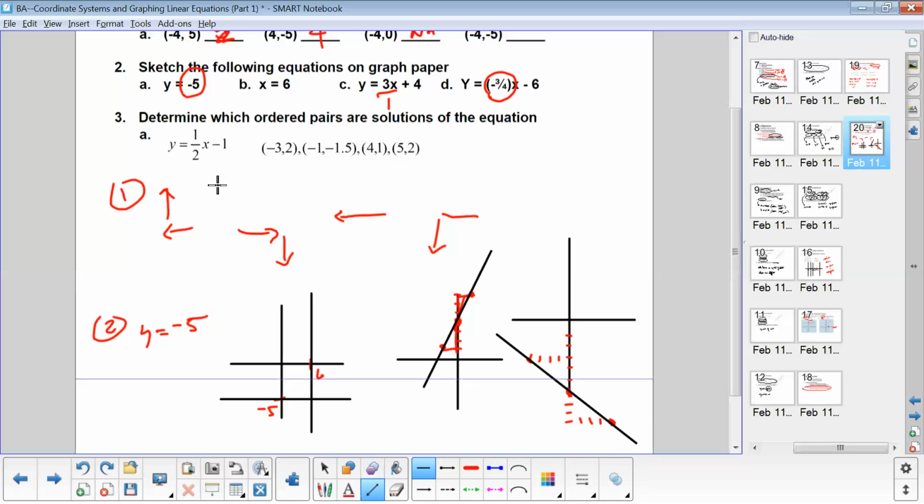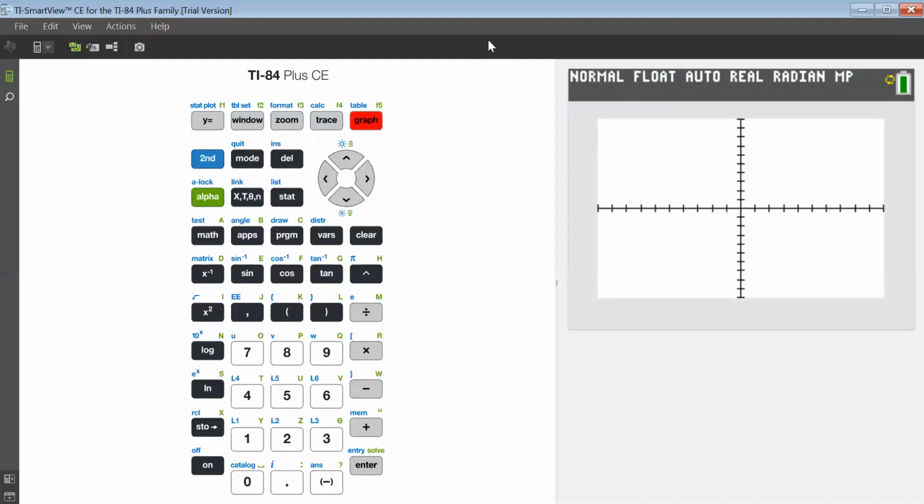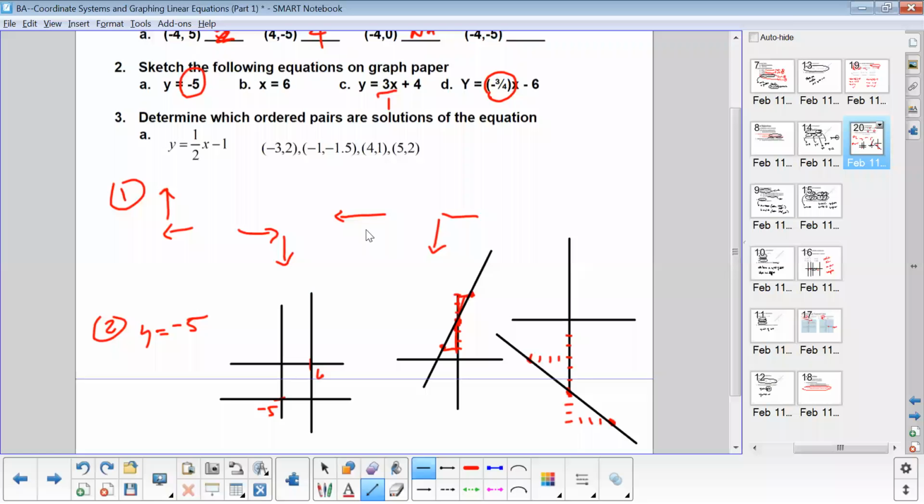And then you would determine on your calculator y equals 1/2 x minus 1, and you would just graph that. That would be 1 divided by 2, x, minus 1. What were we looking for? We're going to look for the ordered pairs (-3, 2), (-1, -1.5), (4, 1), and (5, 2). So we're looking for those 4 points.